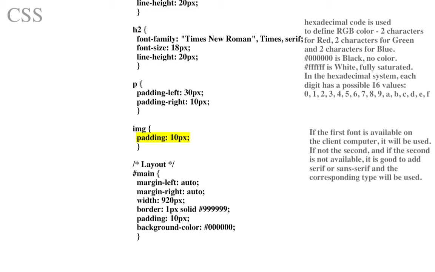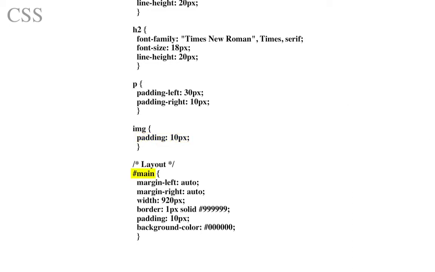To present my content, I use an identifier as a selector and place all my content in a box or container with a specific width and centered onto the page. I will discuss identifiers as selectors in a little while.